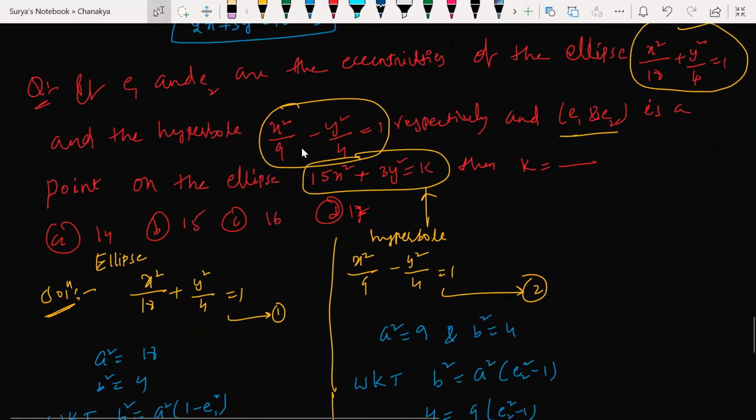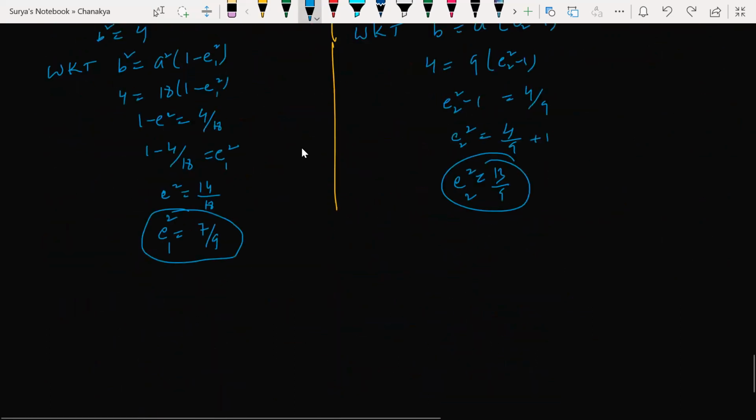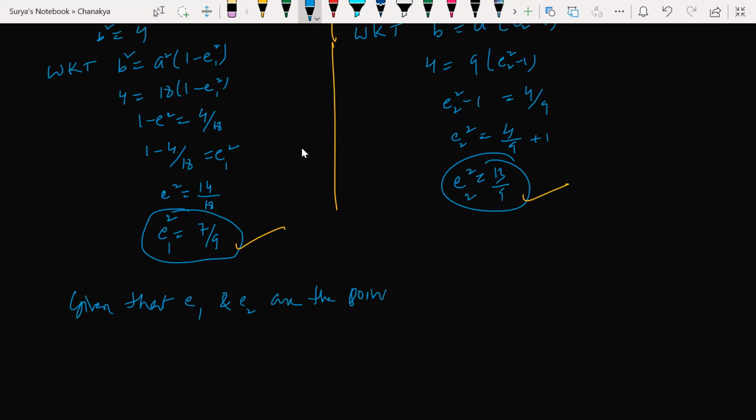Look, son, what he has given here: given that E1, E2 is the point on this ellipse. Okay guys, is this a standard ellipse? No, need not bother about whether it is standard or not, but look at this here. E1 and E2 is the point on 15x square plus 3y square is equal to k.